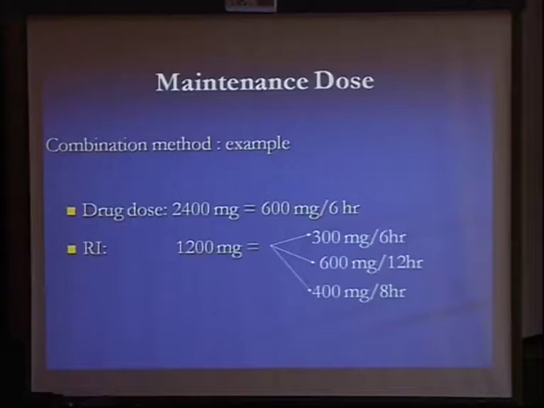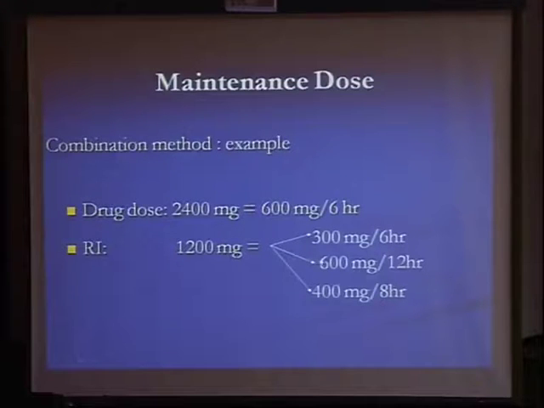You also can apply the two together. Like this example, for instance, the drug dose, say, is 2,400 milligrams, and it's given as 400 milligrams every 6 hours. So if the patient has renal impairment and needs to receive 1,200 milligrams only, this can be given as 300 milligrams every 6 hours. So here you reduce the dose, but you maintain the duration. Or you can give it as 600 milligrams every 12 hours. This will give you the same result.